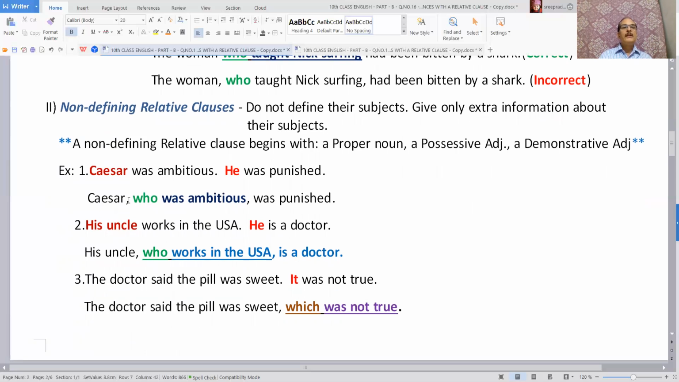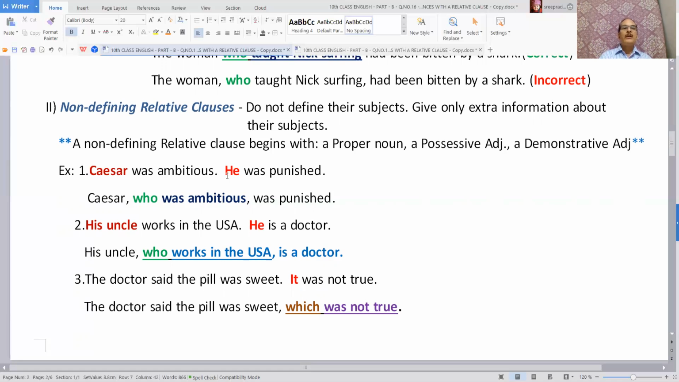Example number 1. Caesar was ambitious. He was punished. Caesar is the noun here. He was punished. He is the pronoun here. So he refers to whom? Caesar only. Caesar is a proper noun. So when a proper noun is given, we know who that person is. Caesar was ambitious. That sentence itself has its own meaning. It doesn't depend on any other clause or any other part for the completion of its meaning. Caesar was ambitious because we know who that Caesar is, because it's a proper noun.